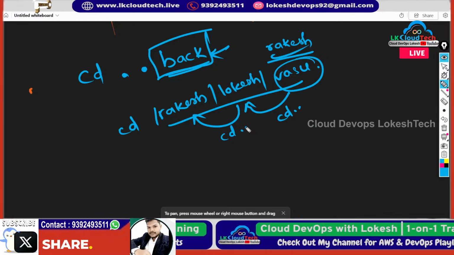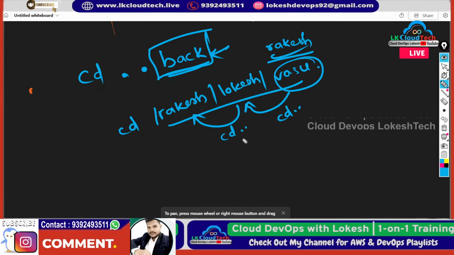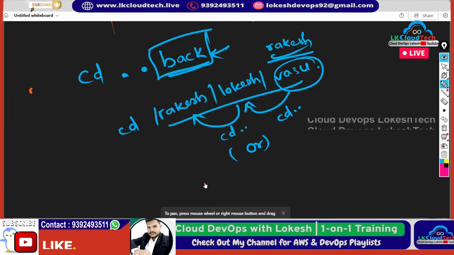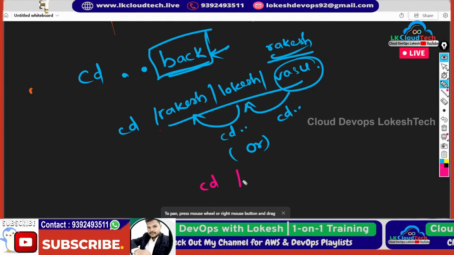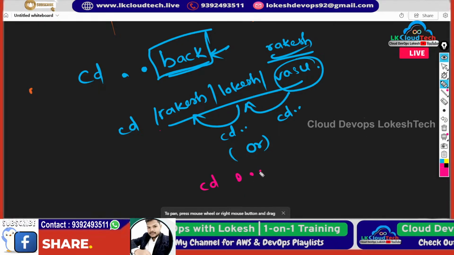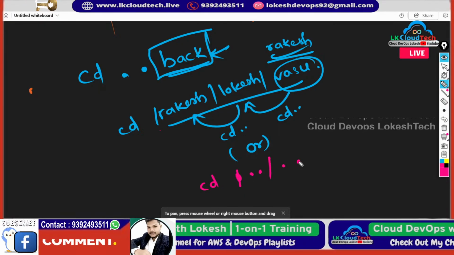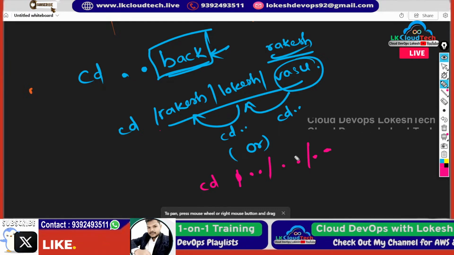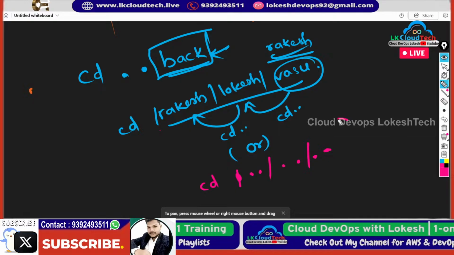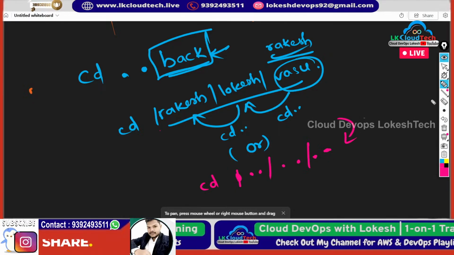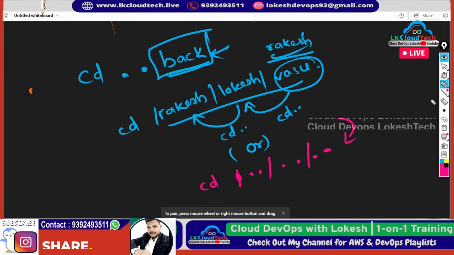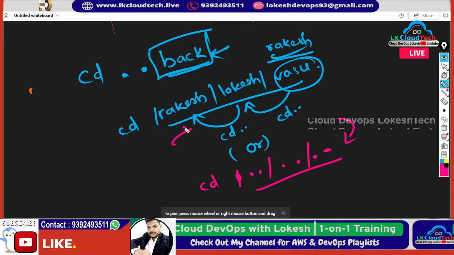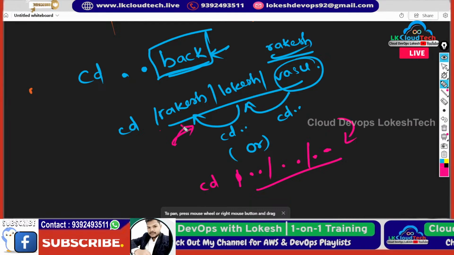Instead of this, you can also use cd slash dot dot slash dot dot slash dot dot. Then you will come to the present directory like this. This is the way we can use it, or if you are habituated with this, you can use it directly, no problem.